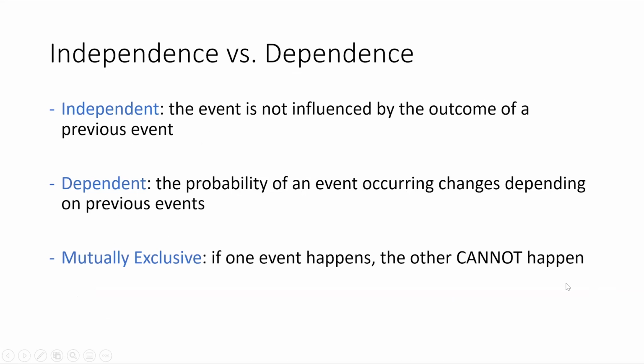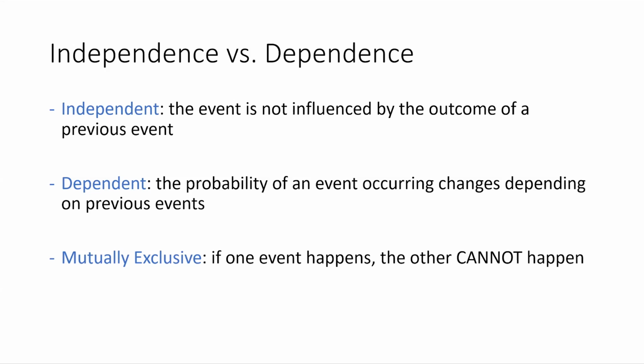When we're doing probability, it's really important for us to also understand independence versus dependence. Independent means that the event is not influenced by the outcome of a previous event. Dependent means that the probability of an event occurring changes depending on the previous event. And if things are mutually exclusive, it means that if one event happens, the other cannot happen. An example of an independent event is that rolling a 2 does not make it any less likely that I'm going to roll another 2. It's still a 1/6 chance both times for both trials.